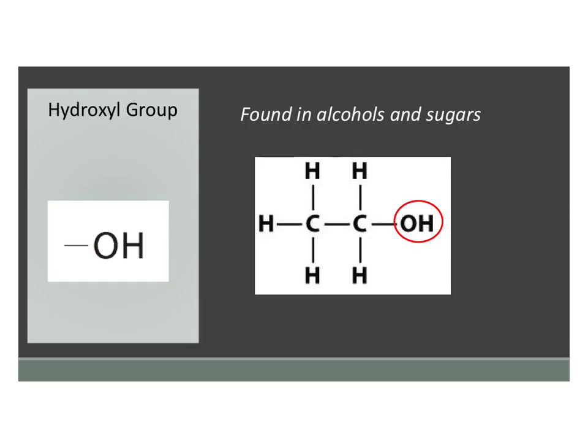This is sometimes called an alcohol. It's found in alcohols, ethanol, methanol, propanol. It's also found in sugars. So you'll see an OH group like this hanging off of sugars. This molecule here is ethanol, but a lot of times we'll be looking at the structure of glucose and the structure of sucrose and these different sugars, and you'll see these hydroxyl groups.